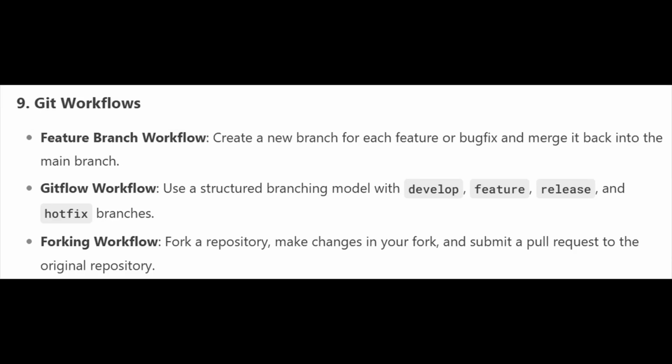Git workflows. Feature branch workflow: create a new branch for each feature or bug fix and merge it back into the main branch. Git Flow workflow: use a structured branching model with develop, feature, release, and hotfix branches. Forking workflow: fork a repository, make changes in your fork, and submit a pull request to the original repository.